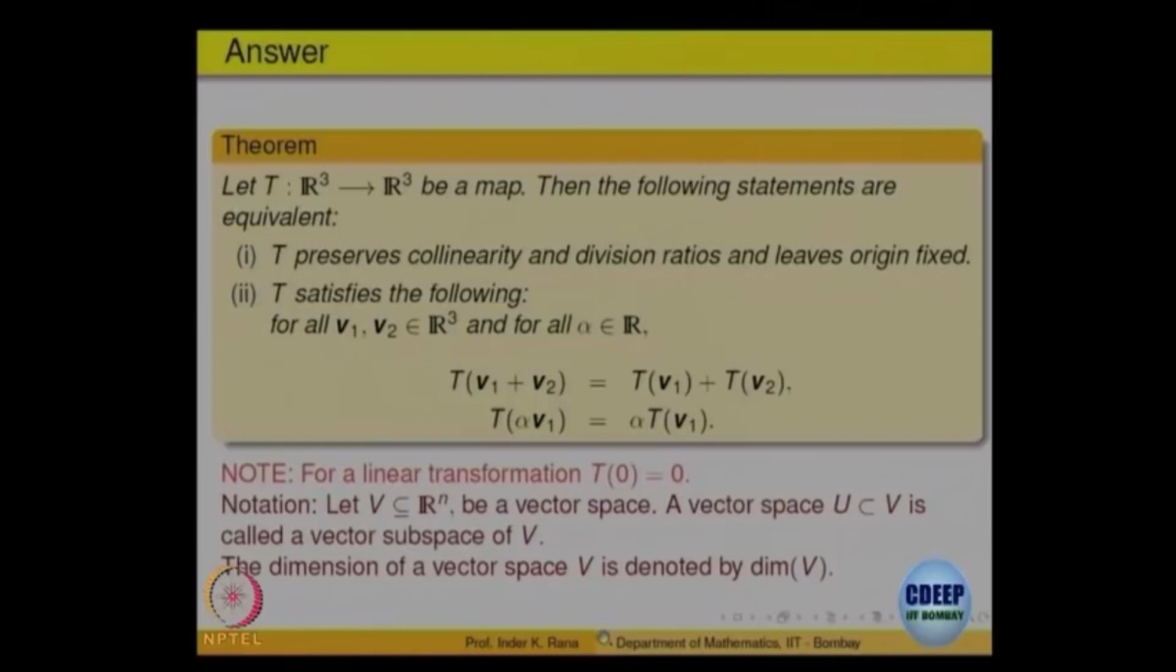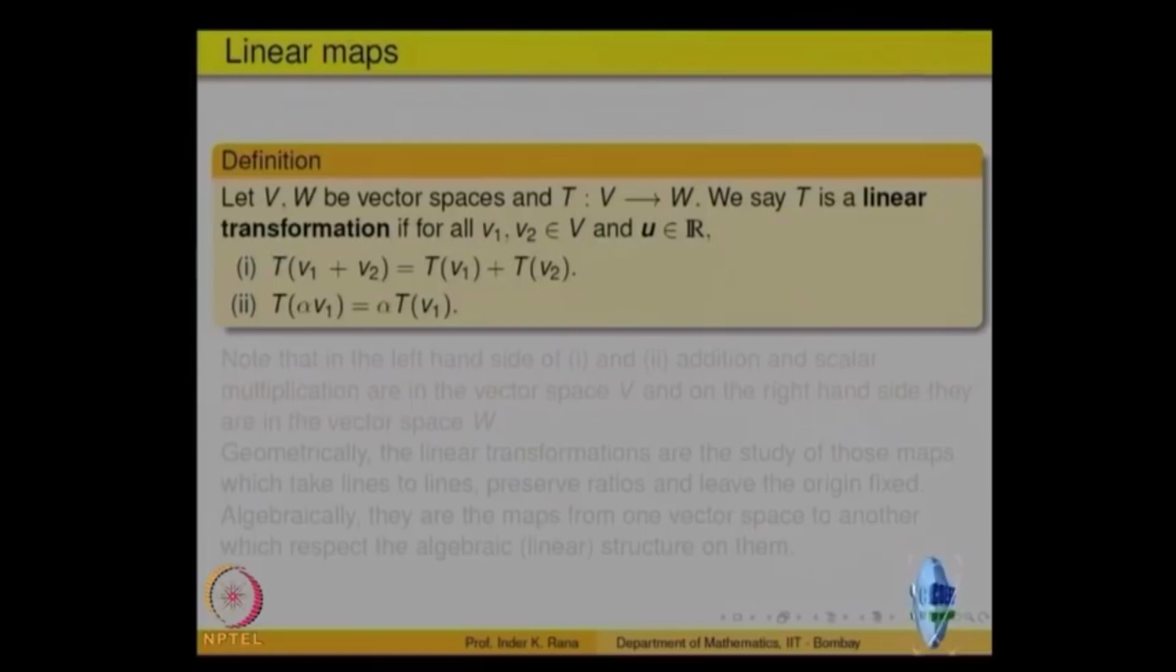We will use this notation: if V is contained in Rn is a vector space, we have defined the notion of a vector space, and U is inside V, which is also a vector space, then we will say U is a subspace of V. A subset which is also a vector space, we will call a subspace. And the dimension of a vector space we will write as dim(V), that will denote the dimension of the vector space. These are just notations, so that we do not have to write everything again and again. So, here is a formal definition of a linear transformation.